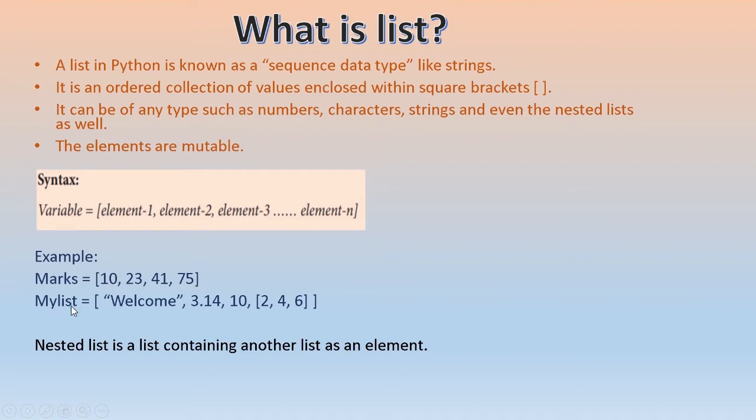If you see the next example, my list is equal to welcome, 3.14, 10, 2466, another list. I have 4 elements in this list. The first element is welcome, which is a string data type. Next one is 3.14, which is fractional data. Next is integer data. The fourth element is another list, because the elements are enclosed within square brackets. So my list has string data, fractional data, integer data, and another element which belongs to a list. This is called a nested list. That is, a nested list is a list containing another list as an element.